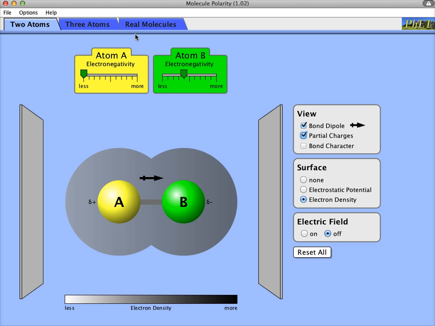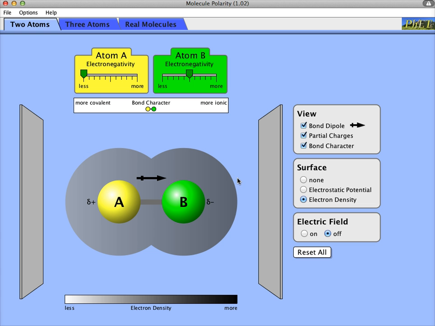Now, we've talked about the bond, so this would be a somewhat polar bond. It might not be drastically polar, but there's definitely some unevenness here. And again, we can see this up here, on this spectrum from more covalent, more even, to less even. The larger the difference in the electronegativity, the more ionic, and the lower the difference, the more covalent.